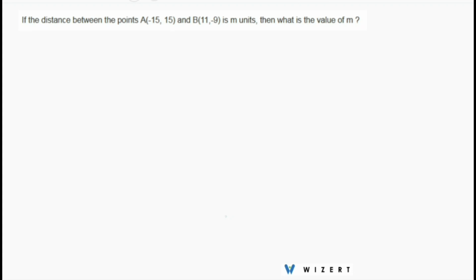We have this question here. If the distance between the points A (-15, 15) and B (11, -9) is m units, then what is the value of m?